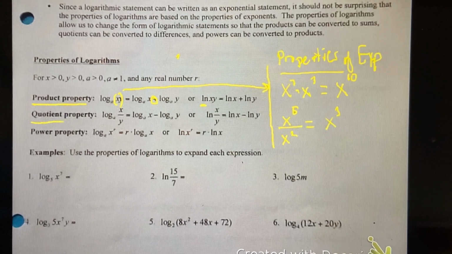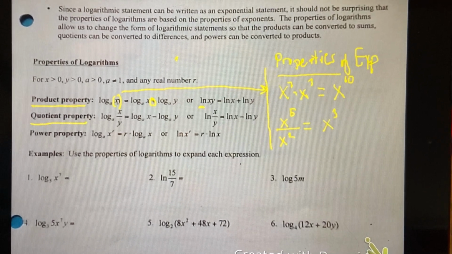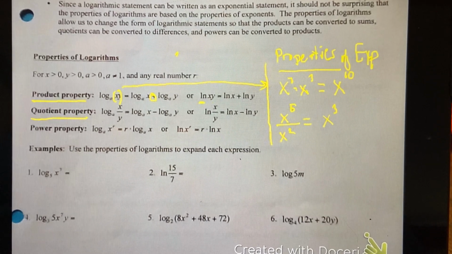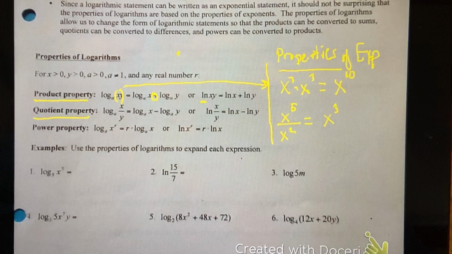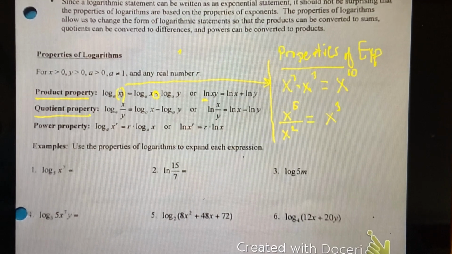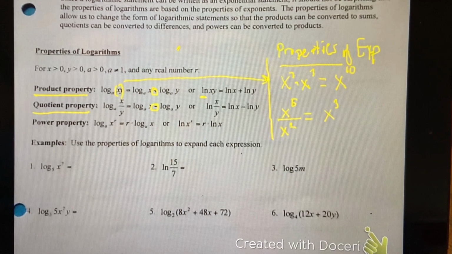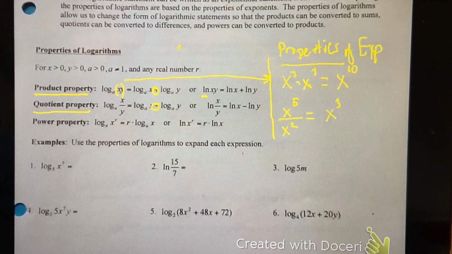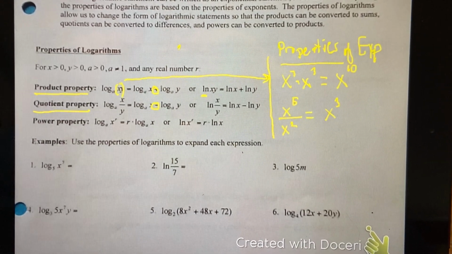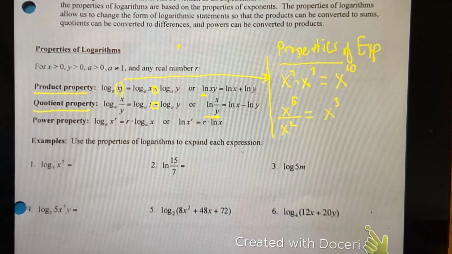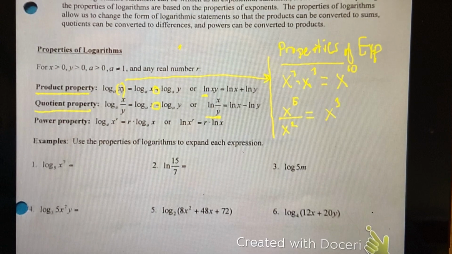The second property is the quotient property. For a log of any base with x divided by y, that means the log of x minus the log of y, so you're subtracting. Same thing with natural log: the natural log of x over y expands to the natural log of x minus the natural log of y.